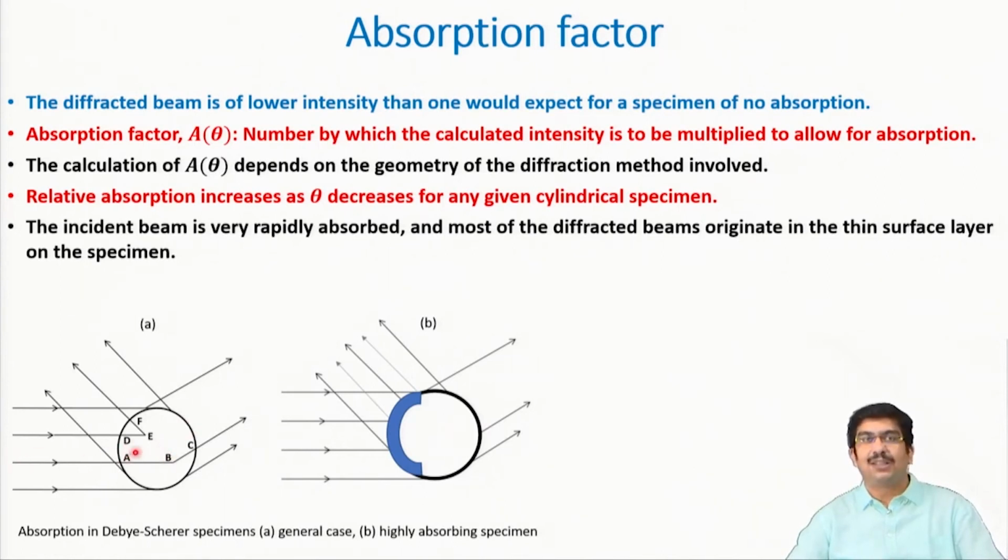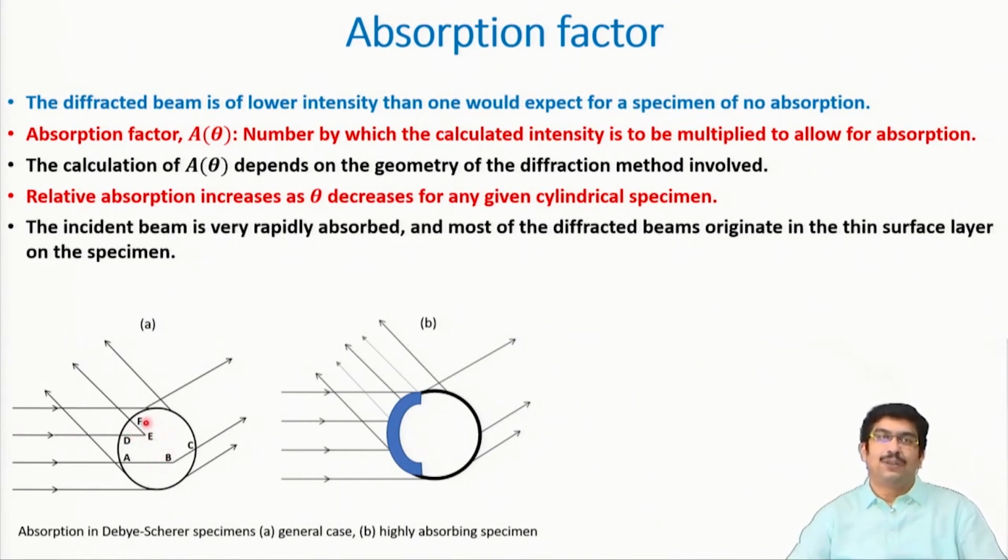So, if we imagine something like a low 2 theta, almost like forward scattering, in that case the incident beam and the diffracted beam have to travel more path within this specimen itself. That means they will have more chances to get absorbed by the specimen here itself. Compared to that, if we consider high 2 theta scattering, almost close to the back scattering here.